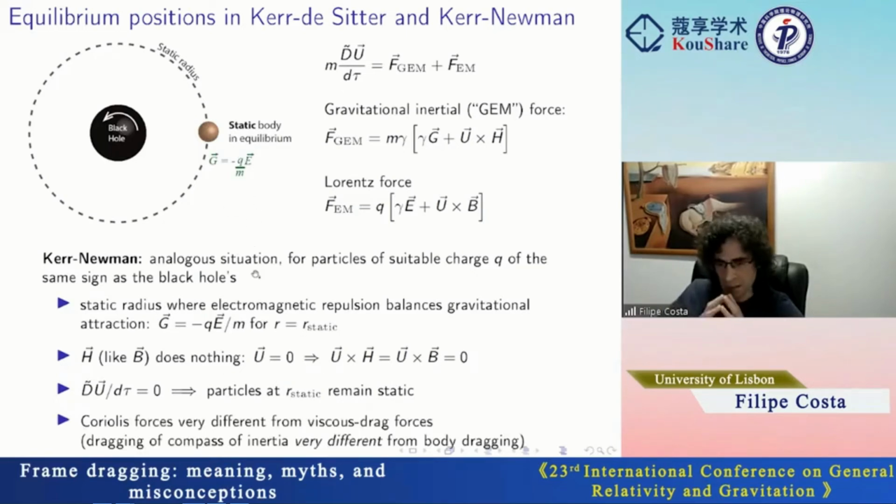So again, this illustrates how different Coriolis or gravitomagnetic forces are from viscous-type forces, or in other words, that the dragging of the compass of inertia is something very different from the dragging of test bodies.